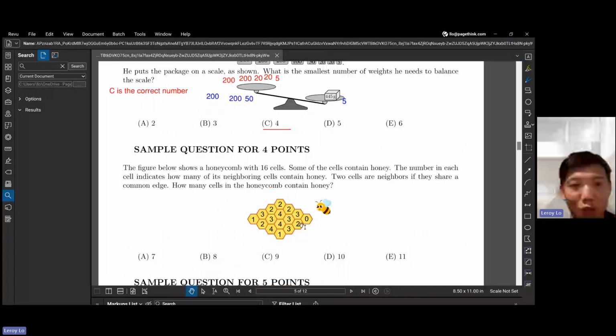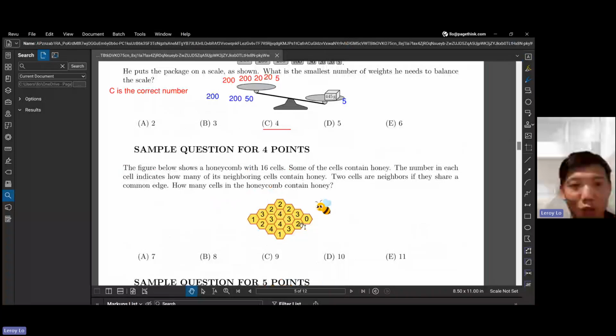Neighbors share a common edge. Let me draw the color here. So this shares the common edge. So 0 and 3 are neighbors. Okay, so let's move on to the question. Starting here, 0 means these two neighbors don't have it, so we just scratch it out. Okay, cross it out.